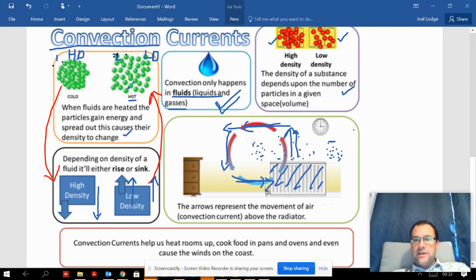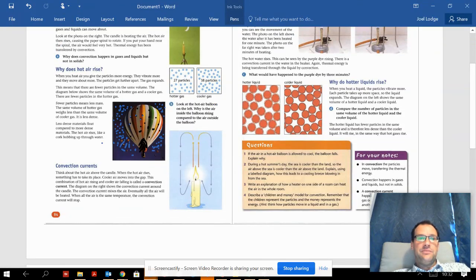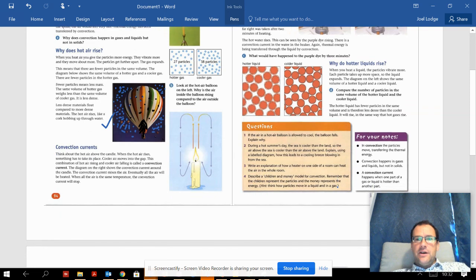So pause the video whenever you like, make those notes, draw the diagrams. This is a great diagram to draw as well, an application of convection currents, as is the hot air balloon too. Okay, I hope that helps.